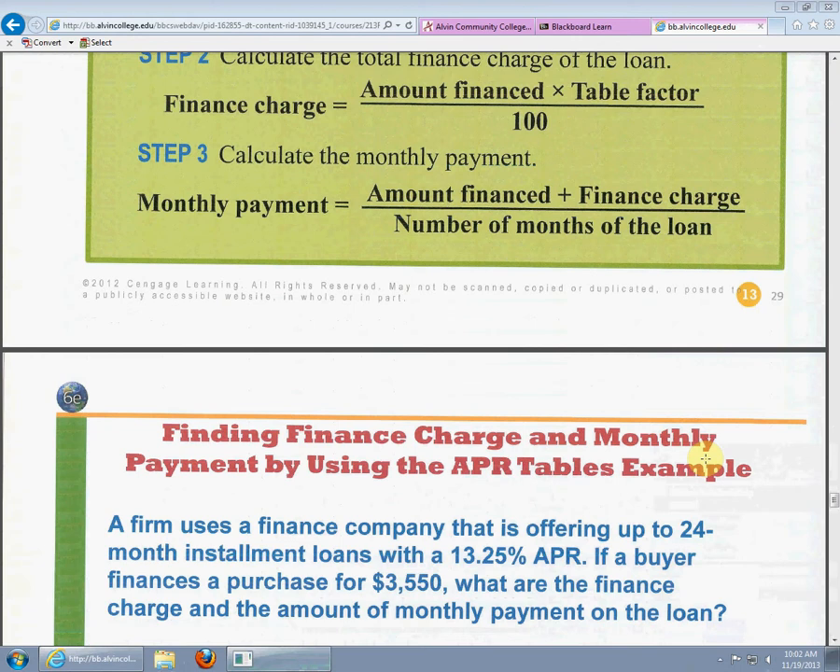So step 1, if you were looking at your table, you know what the APR is. It's 13.25. So if you find 13.25 and you know there's 24 payments, you look at 24 where they intersect, which is $14.38. Then that is step 1. Then with that information, you will go to step 2.